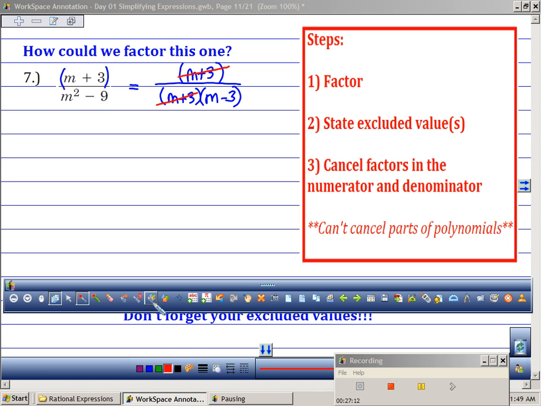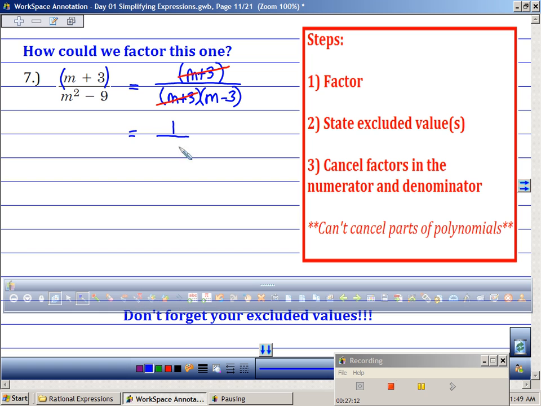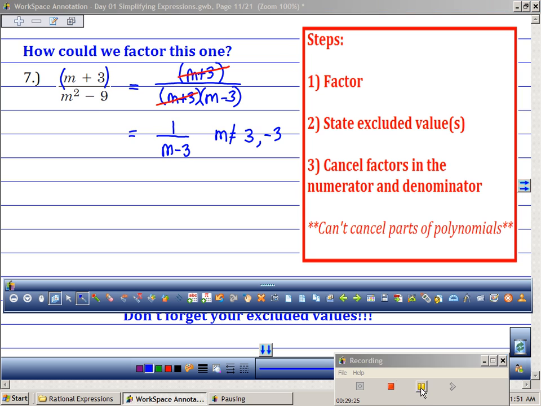Okay, so I only need to do one more thing. I'm going to write my answer. What's left in the numerator? 1. What's left in the denominator? M minus 3. What are my excluded values? What can m not be? 3, and what else? Negative 3. Because if that was a negative 3, that would be 0, and if this was a regular 3, that would be 0. So it can't be 3 or negative 3. Okay? All right, write that one down.